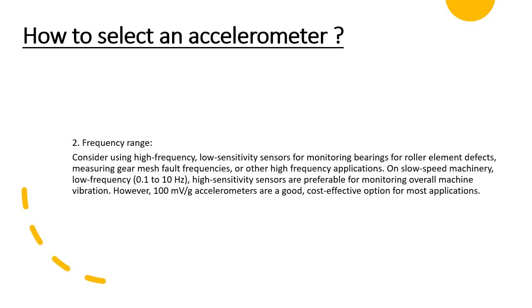So basically, we are considering a high frequency, low sensitivity sensor for monitoring bearing rolling element defects and measuring gear mesh fault frequencies in other high frequency applications. In the case of slow speed machinery, where the frequency range is 0.1 to 10 hertz, high sensitivity sensors are preferable. However, the 100 millivolt per g general purpose accelerometers are good and cost effective for most of the applications, as discussed earlier.